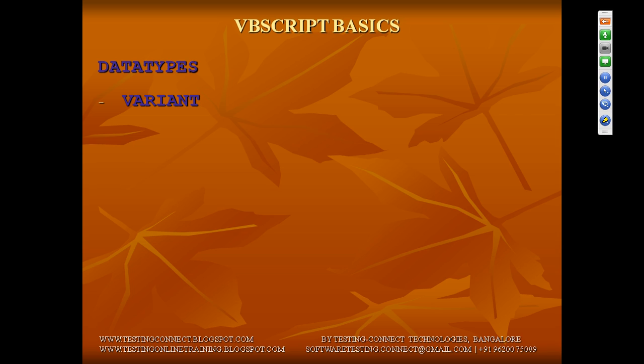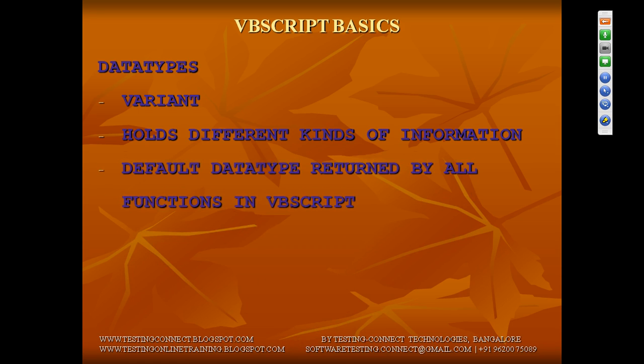But in VBScript you come up with only one data type, that is variant. Once you define a variable with the variant data type, in that variable any kind of data you can store, like integer, real or float, string, or date. Any type of data you can store in that variable. So in VBScript one common data type you will come across, that is variant, and it will store different kinds of information.